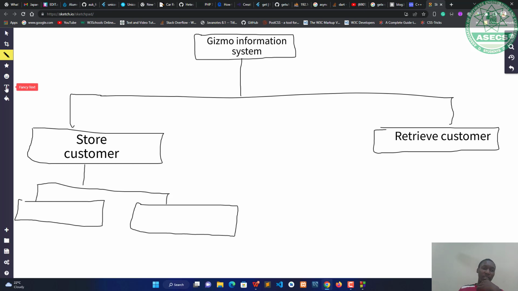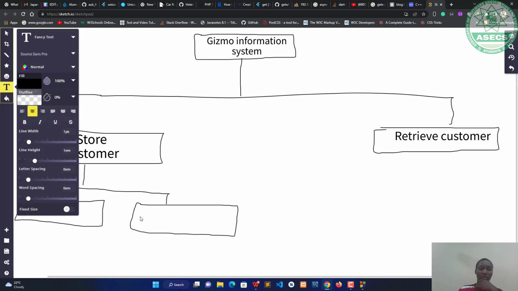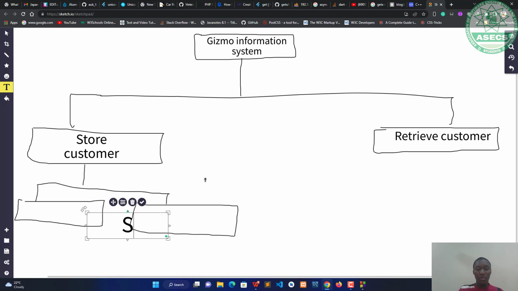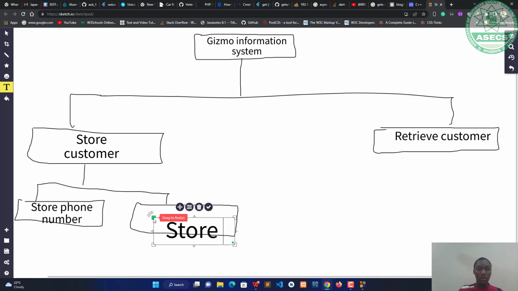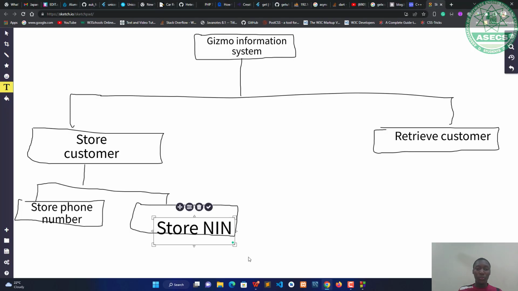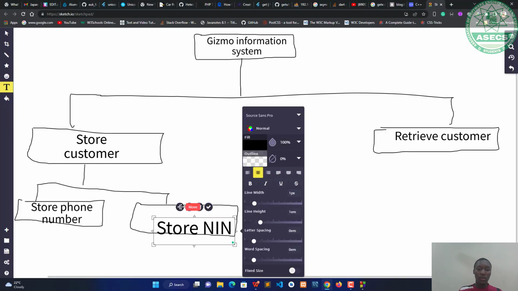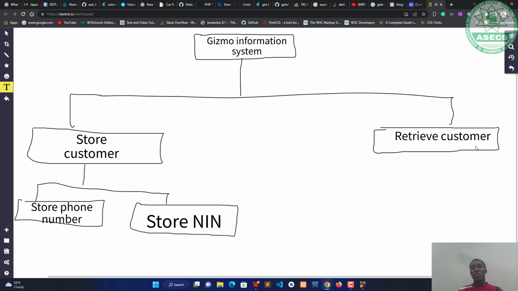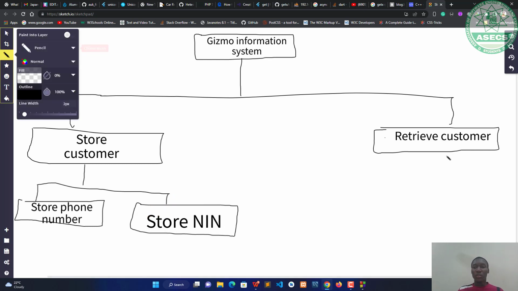All right. Over here, it should be what? It should be store phone number. And over here, store name. I guess that's the name over there. Let me just check it. National identification number, yeah. So for short, I'll just leave it as name. So on the other hand, it should be what? Retrieve.